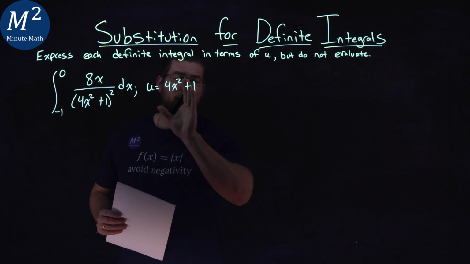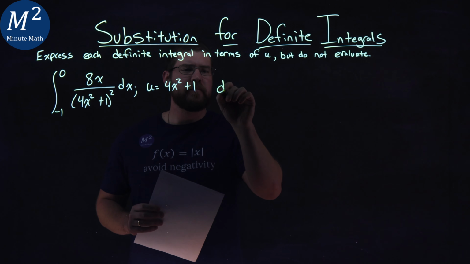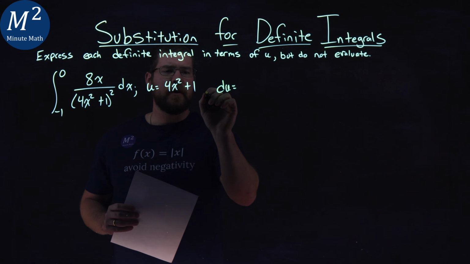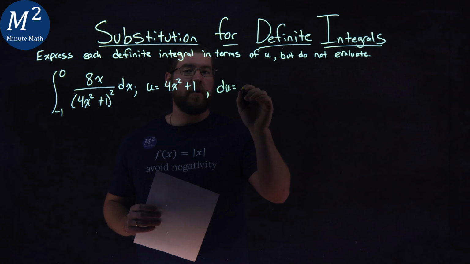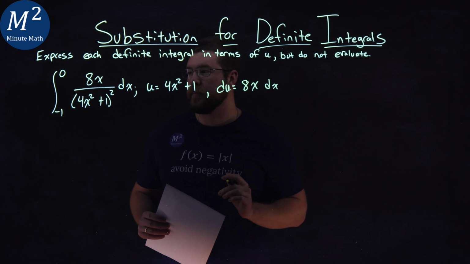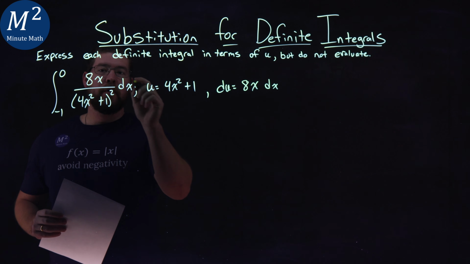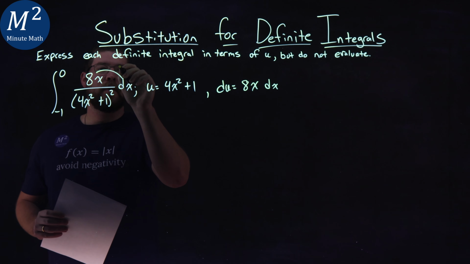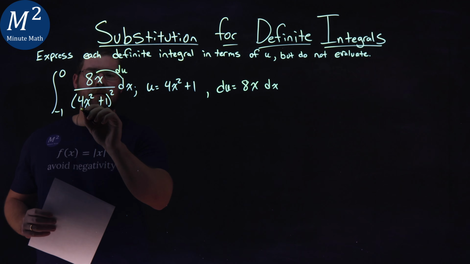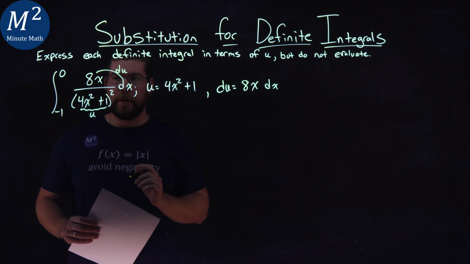So first thing is, since we're already given a u value, let's go find our du value. Du, the derivative here of 4x squared plus 1, is going to be 8x dx. Now luckily for us, we can see we have a du right here, 8x dx is my du right off the bat, and right here is my u value, my 4x squared plus 1.